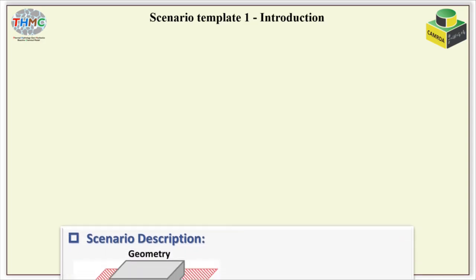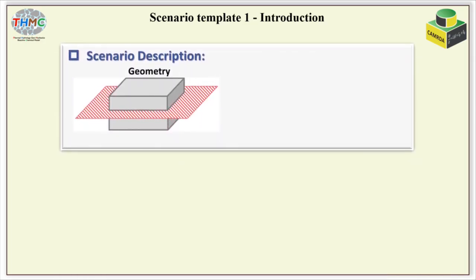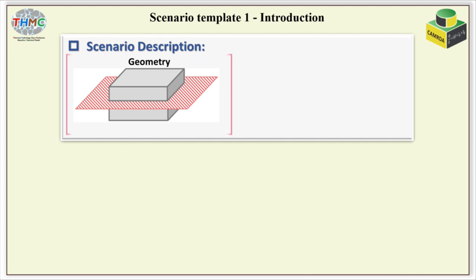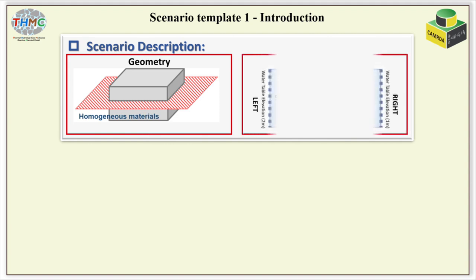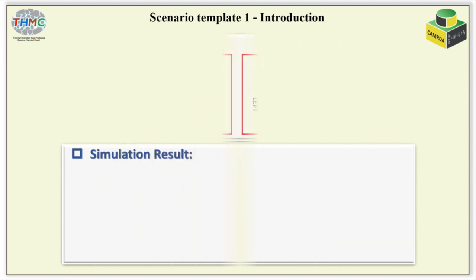The model represents a 2D horizontal cross-section at a selected depth, covering an area 100 meters long and 50 meters wide. The geometry assumes a homogeneous material with constant properties. Boundary conditions are set using a constant water table elevation, 2 meters on the left side, upstream, and 1 meter on the right side, downstream. This creates a pressure gradient that drives groundwater flow from left to right.